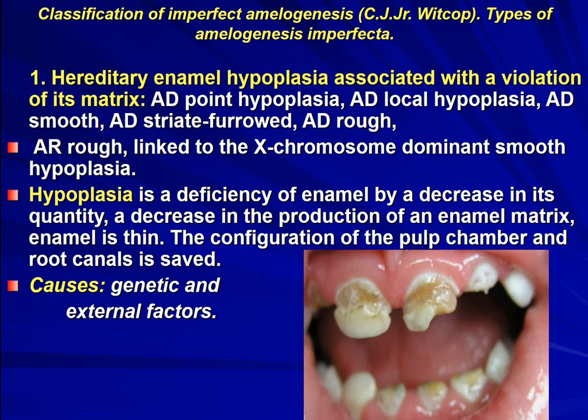Hypoplasia is a deficiency of enamel by decrease in its quantity, a decrease in the production of the enamel matrix. Enamel is thin. The configuration of the pulp chamber and root canals is preserved. Causes: genetic and external factors.